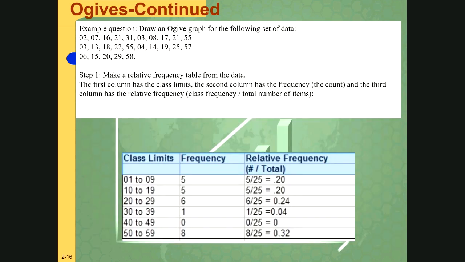Okay, continuing with that, here's an example. Draw an ogive graph for the following set of data. First, you make a relative frequency data table from the data. The first column has the class limits. The second column has the frequency, which is the count, and the third column has the relative frequency, the class frequency divided by the total number of items. Okay, similar to the video.